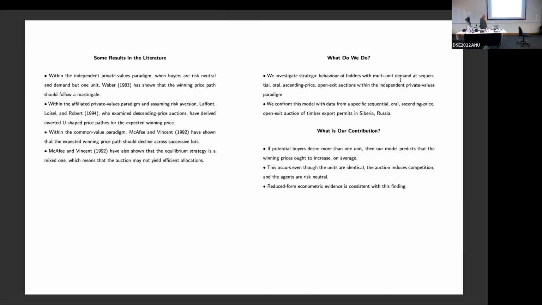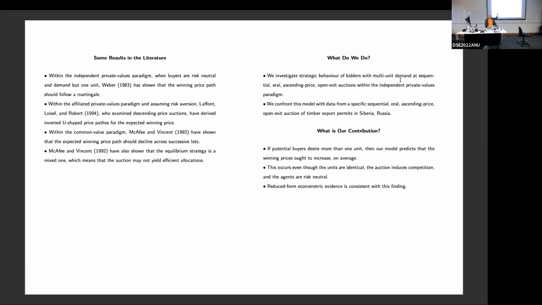What do the theorists have to say about this? Well, most of the theory is all done in the single unit case. So Weber has a famous paper buried in a book that basically says if you have single unit demand and multi-unit supply, then the price is going to follow a martingale. And typically that martingale has the mean of the kth order statistic of valuation, if there's K units for sale, or the K plus first. So you're going to choose a reservation price to just clear the market.